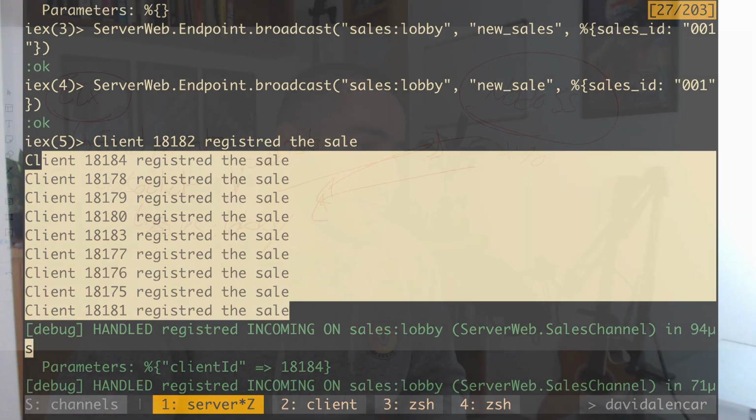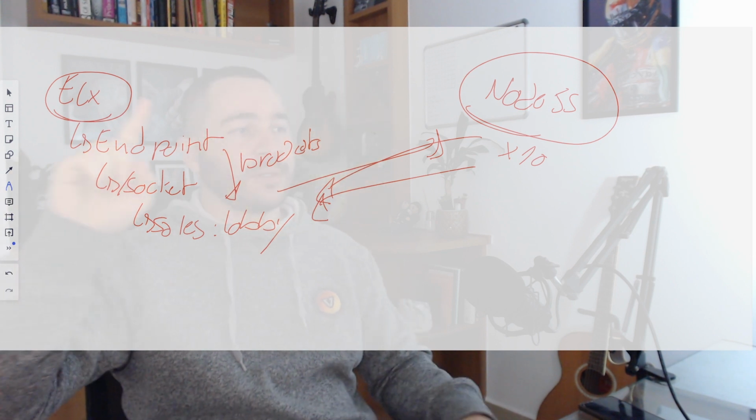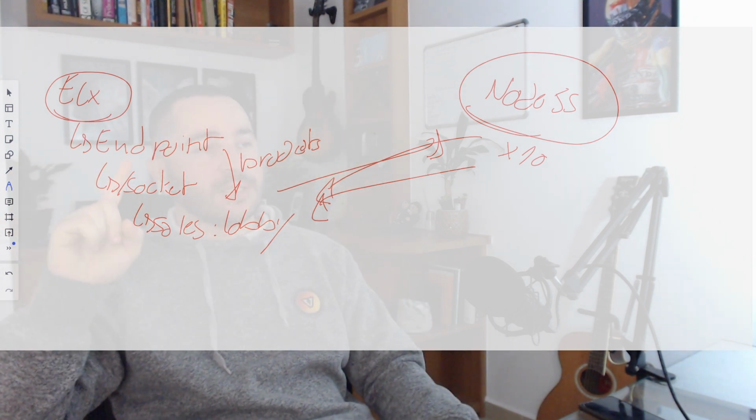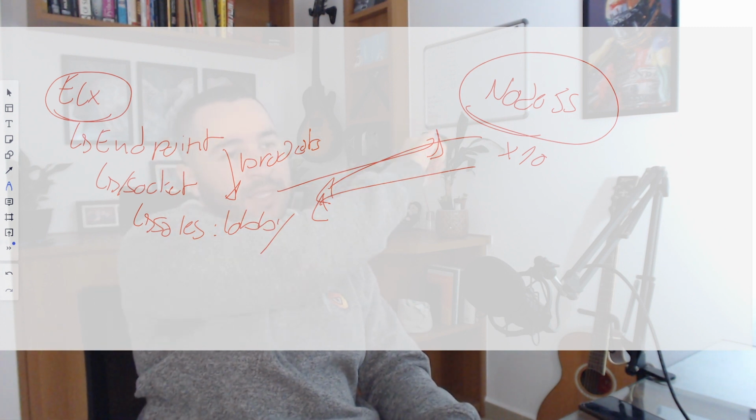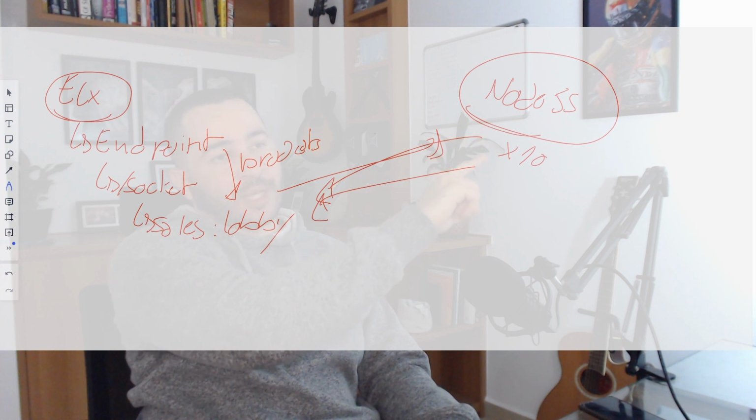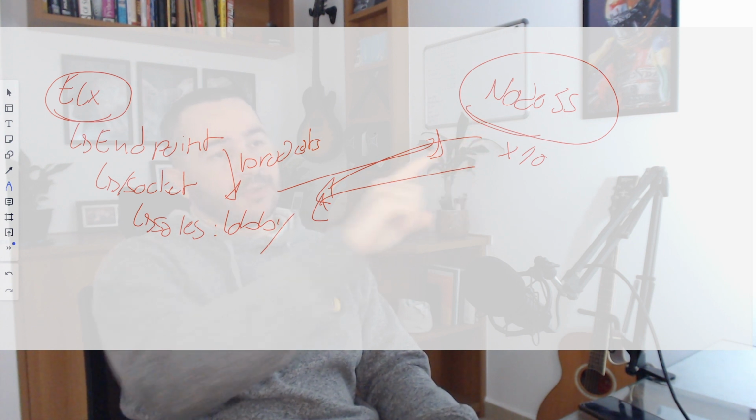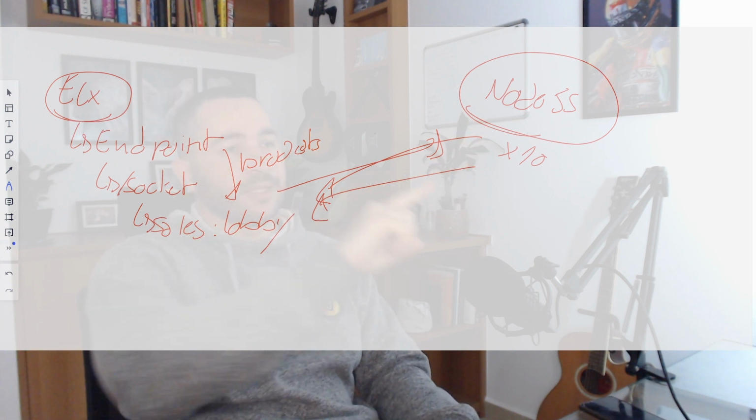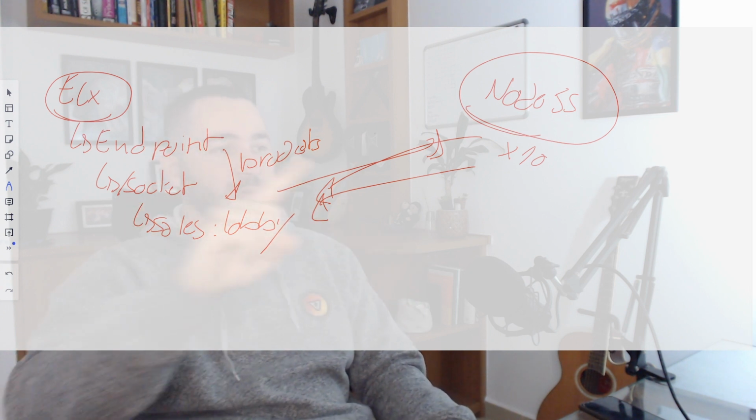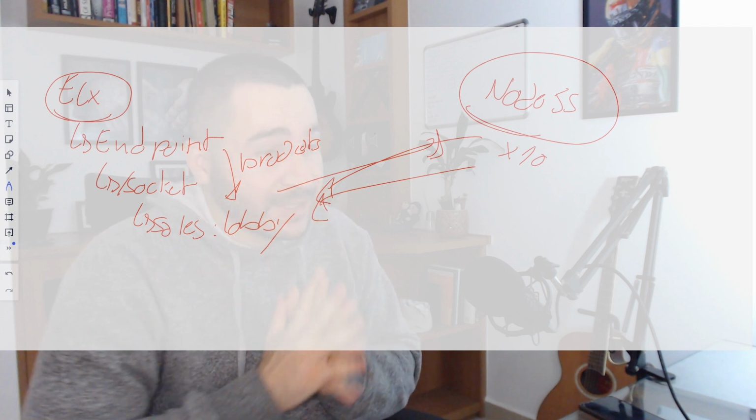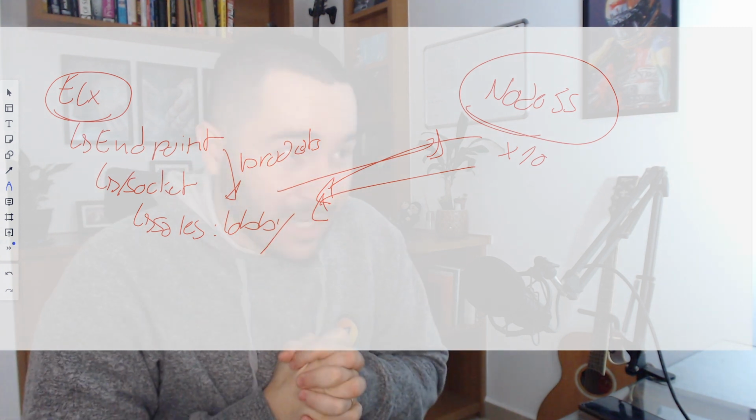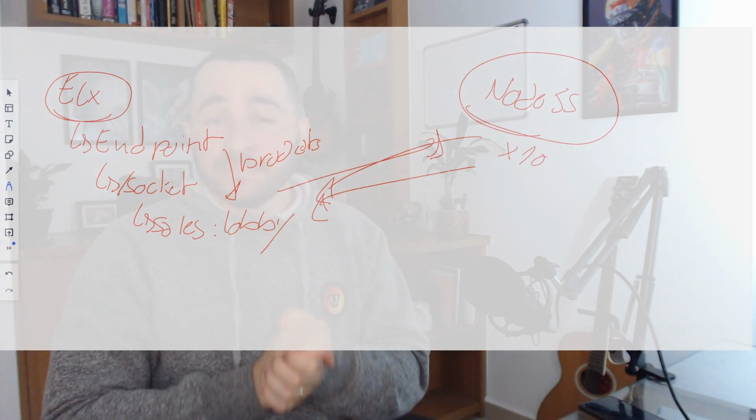Let's go back to my drawing. We create an application, an endpoint, a socket, a channel, and we create that Node.js application here and multiply the process by 10 to communicate with my channel through my socket. So that's it.